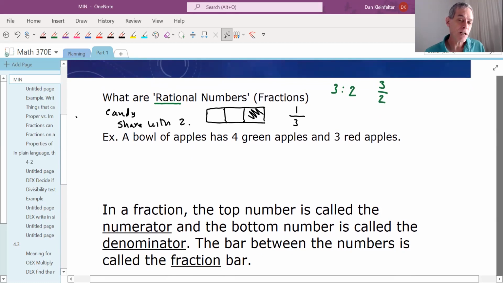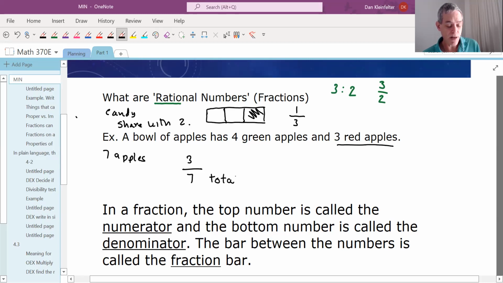Meanwhile, another example. Let's say now you have a bowl of fruit that consists of 7 apples, and there are 4 green and 3 red. If we wanted to know how much of the bowl is red apples, well, there are 3 red apples out of the total of 7 apples. The number underneath represents the whole, or how many pieces the whole was divided into, and then the top number is representing the part that we're considering for the specific value.